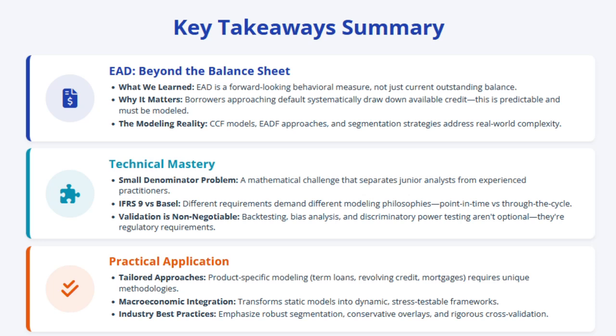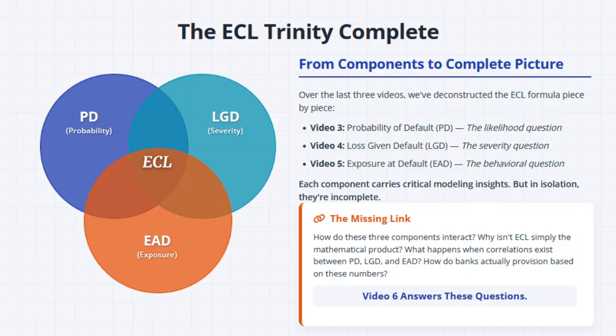But the real competitive advantage comes from the practical execution, whether you are modeling term loans, revolving credit, or mortgages. Each product demands its own tailored approach. You need macroeconomic integration, turning static models into dynamic, stress-testable frameworks. And validation isn't optional. Backtesting, bias analysis, and discriminatory power testing aren't just checkboxes. They are your regulatory requirements. So pair that with robust segmentation and conservative overlays, and you have got a defensible framework.